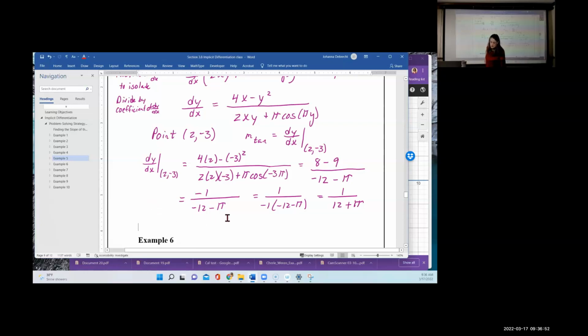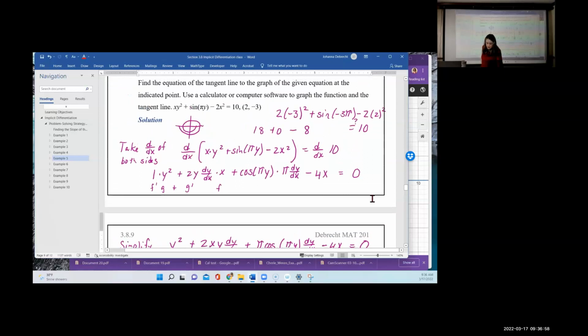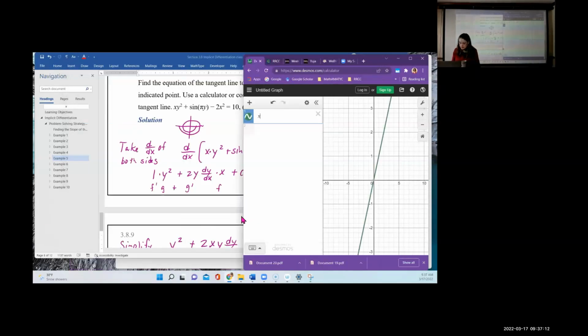All right, so let's graph this problem and see what it looks like. So we have xy squared plus sine of pi y. So I'm going to take these off. And I've already forgotten what it is. Let's scooch this over so I can see it. xy squared plus sine of pi y. Ooh, that's a weird looking graph. Look at that. Isn't that cool? Okay, sorry. I'm such a nerd, but it's really cool.